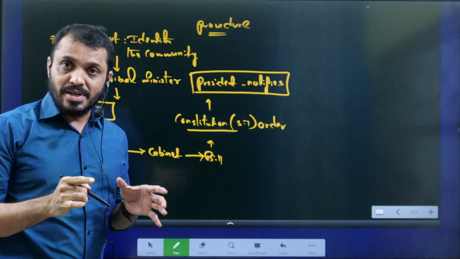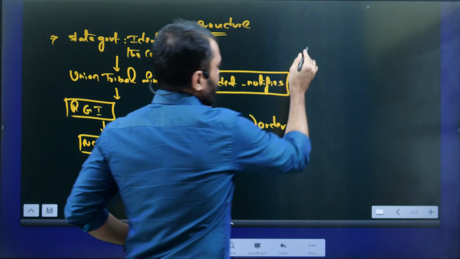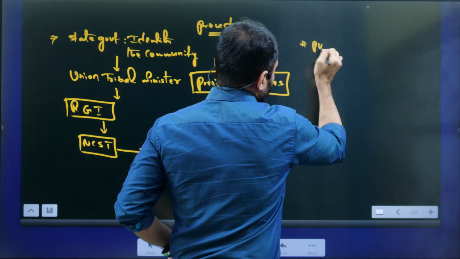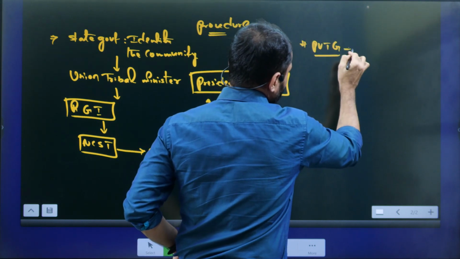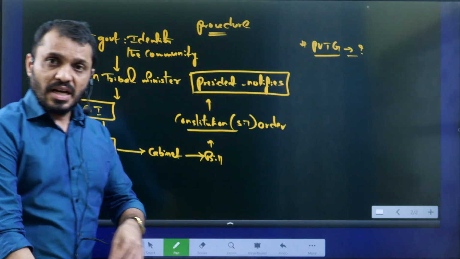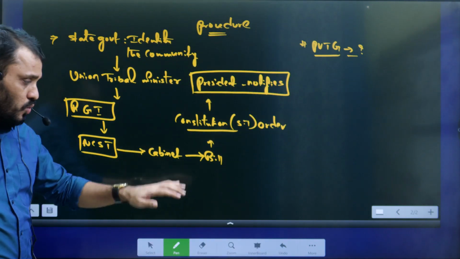Now, I'll ask you one question, students. In India, which state contains the highest number of Particularly Vulnerable Tribal Groups, PVTGs? Where is the highest number? Now, let's see the notes.